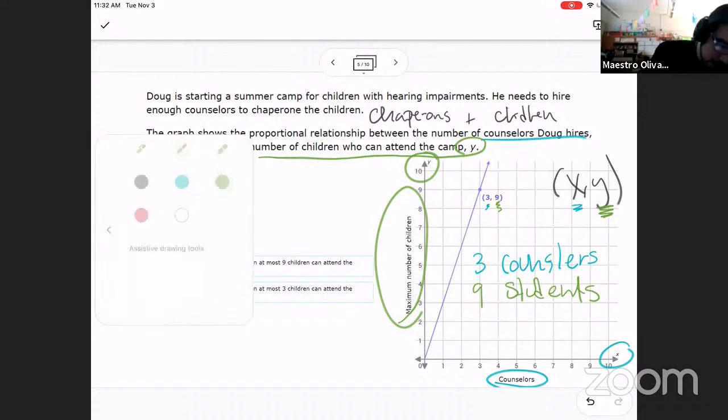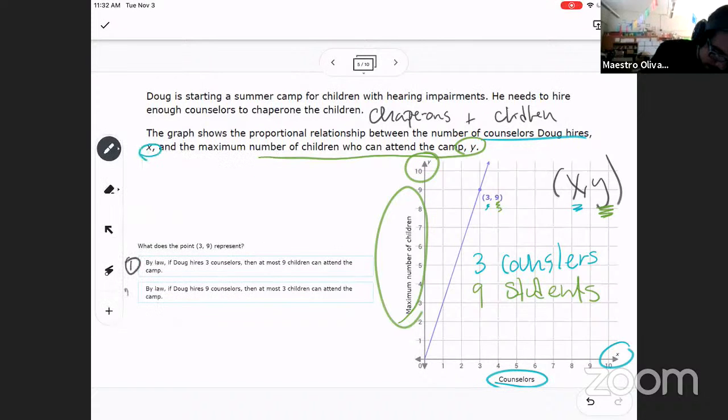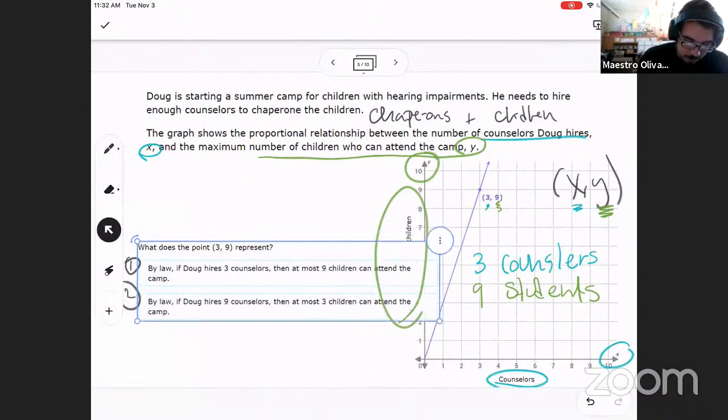So let's look at the 2 possible answers. Number 1 or number 2? Which one do you think it is? In the chat box, type out, do you think it's number 1 or do you think it's number 2? Somebody just said, I can't see. Can you make it bigger? Yes.